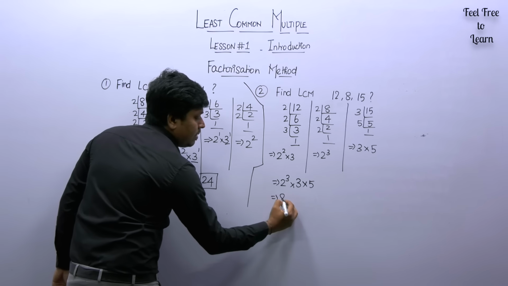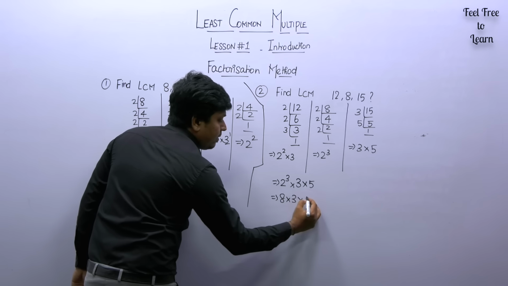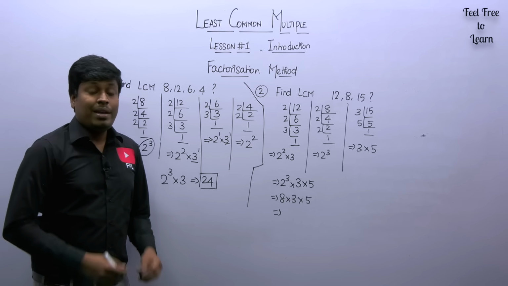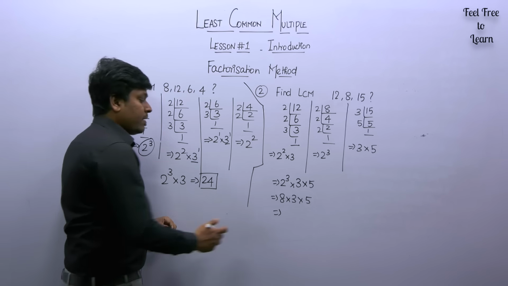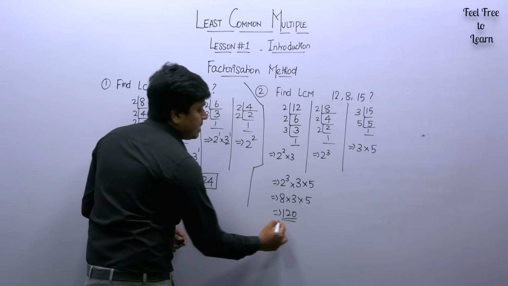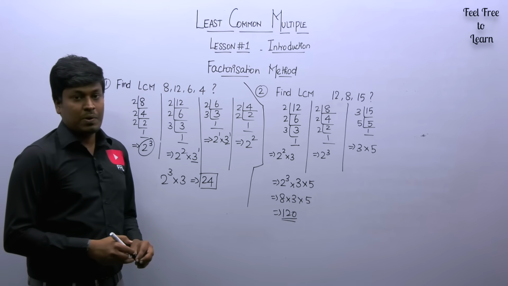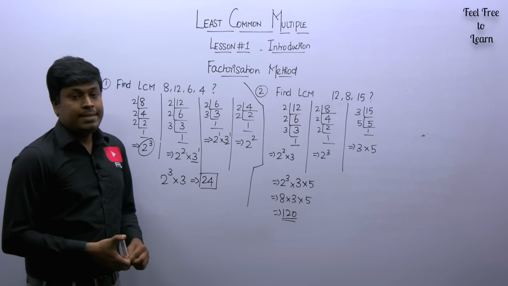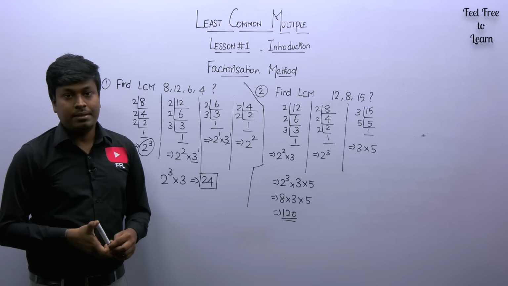So 2 power 3 will be 8, into 3, into 5. 8 into 3 will be 24. So 24 into 5 will be 120. So 120 will be the LCM for these numbers. Got it or not, right? So this is the way we find the LCM by using the factorization method.